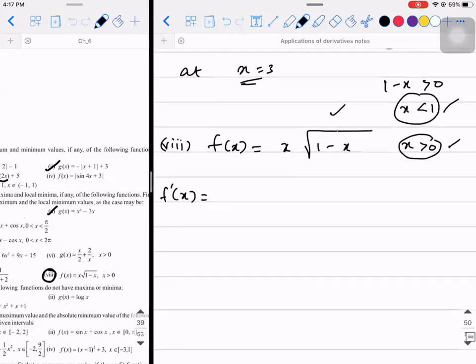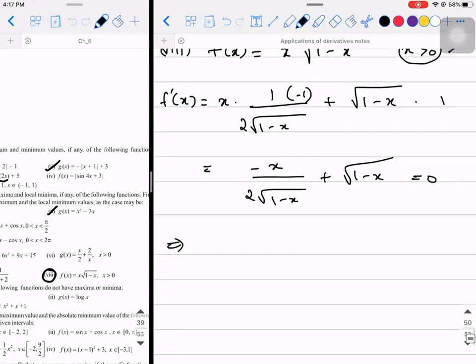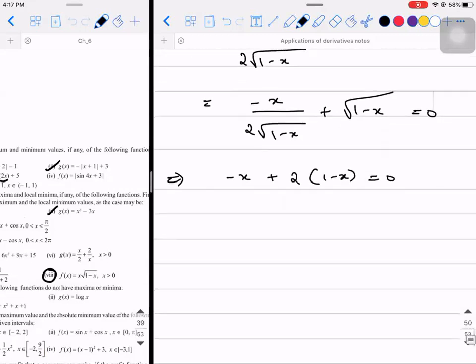So f dash of x is what? u into 1 by 2 root of 1 minus x into minus 1 plus root of 1 minus x into derivative of x is 1. Got it? So minus x divided by 2 root of 1 minus x. You guys do along with me. So this will be minus x plus 2 into 1 minus x is equal to 0. So which implies it is minus x plus 2 minus 2x equal to 0. So 3x should be equal to minus 2.